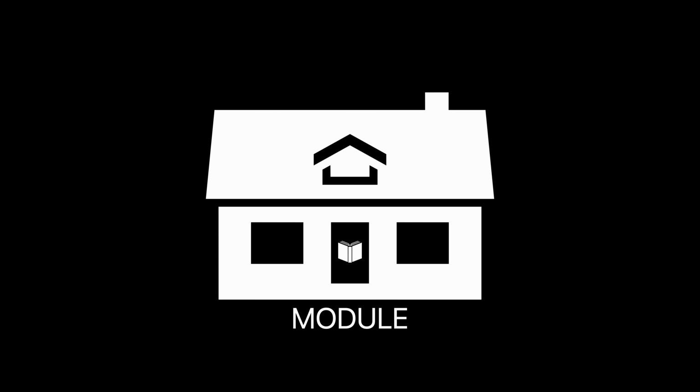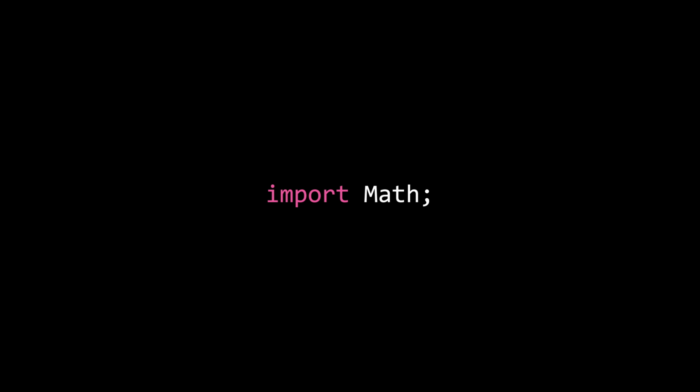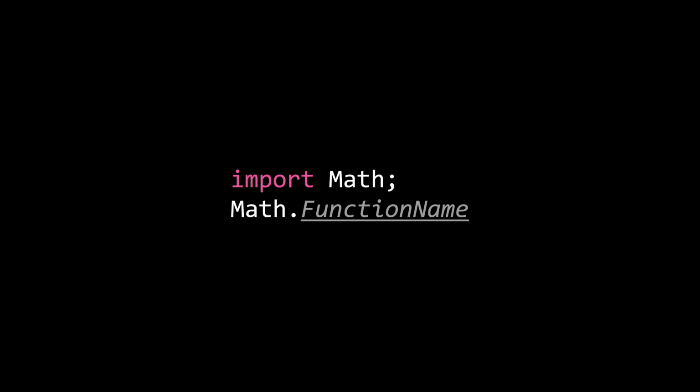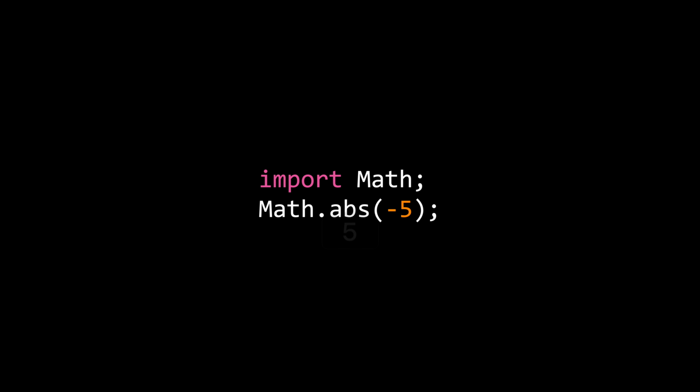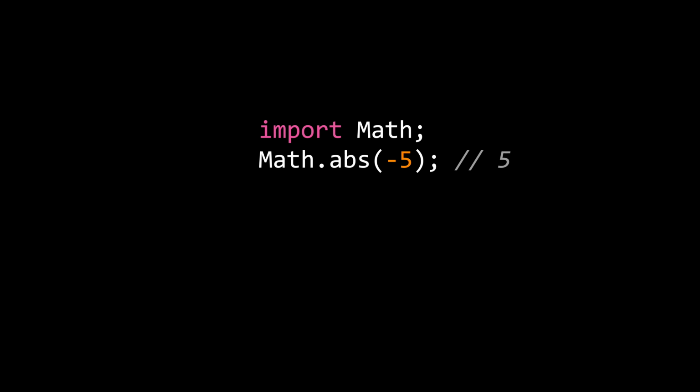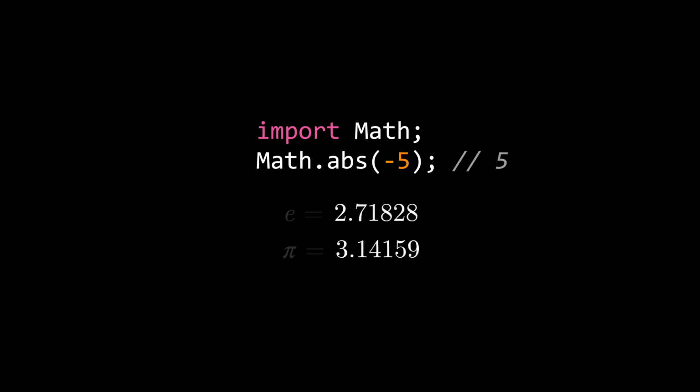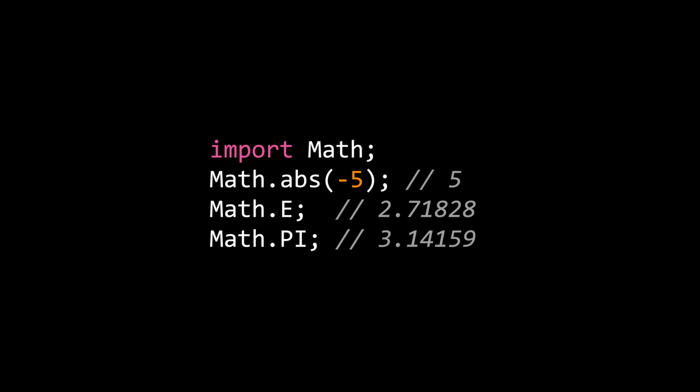For instance, if we want to use more advanced math functions, we can import the math module. Once we've imported the module, we can use the function inside it by modulename.functionname, like the abs function, which gets the absolute or positive value of the specified number. Besides functions, modules can also store constants, just like the math module contains mathematical constants like Euler's number and pi. The syntax to access them is alike.